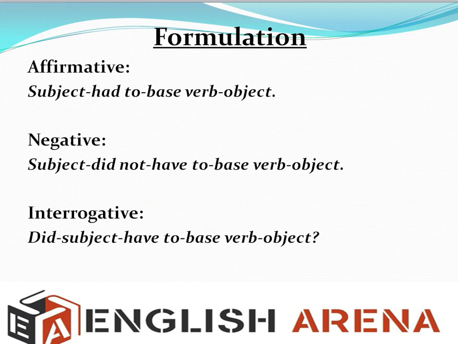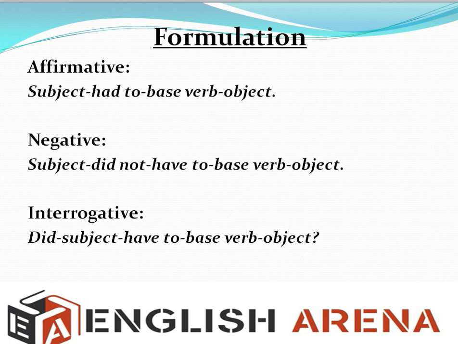Now I will talk about formulation, how we formulate the sentences. For affirmative, we start with subject, then had to, base form of the verb and object. For negatives, we start with subject, then did not, then have to, base verb and object. And for questions, we start with did, subject, have to, base verb and object.